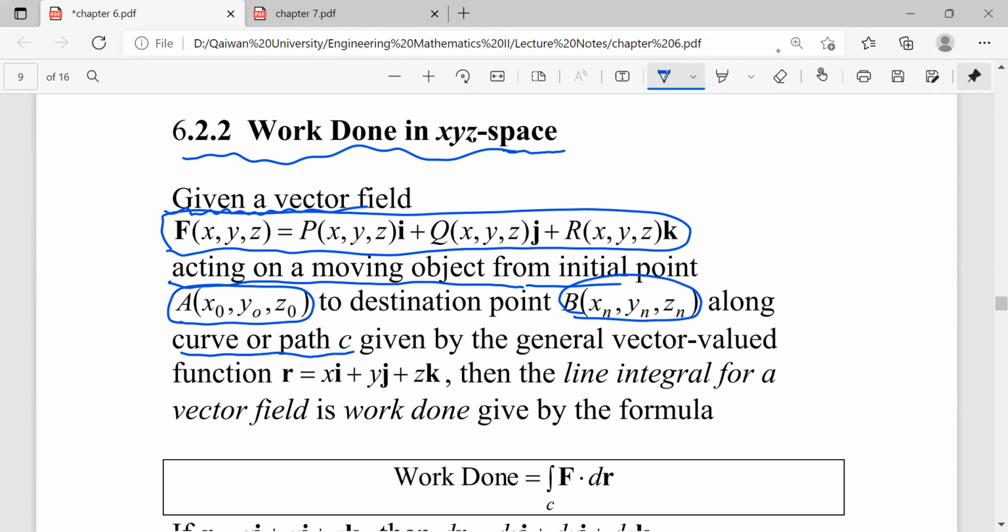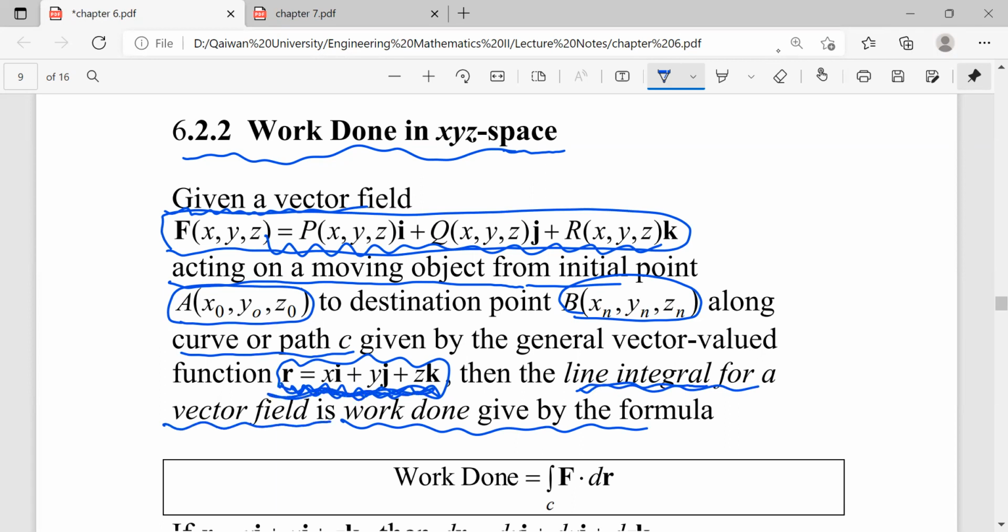by the general vector valued function R. This is the curve or the path that we want to move the object along from point A to point B. We say the line integral for this vector field over this path is called work done. Here we say the line integral for the vector field over this path.